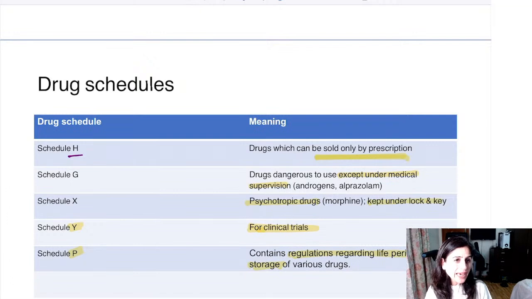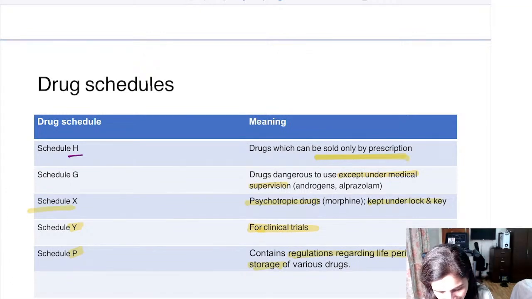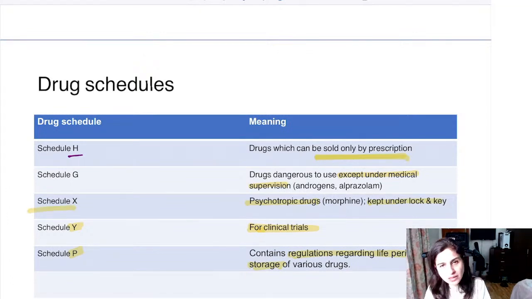So H, G, X and Y. Now Schedule X, do not confuse it with the teratogenic drug category X, that is different. Schedule X is different; those categories are teratogenic categories, A, B, C, D, and X, and that is different from this. Okay, no confusion in that.